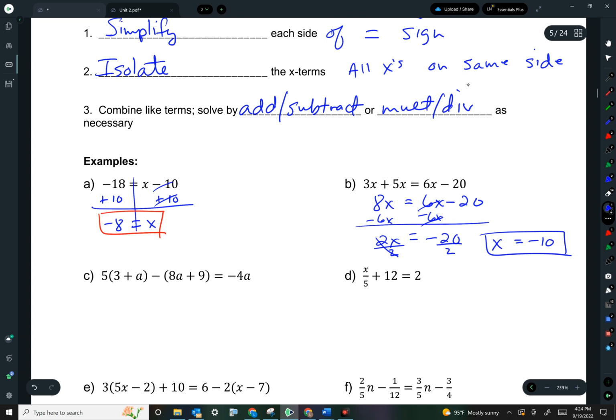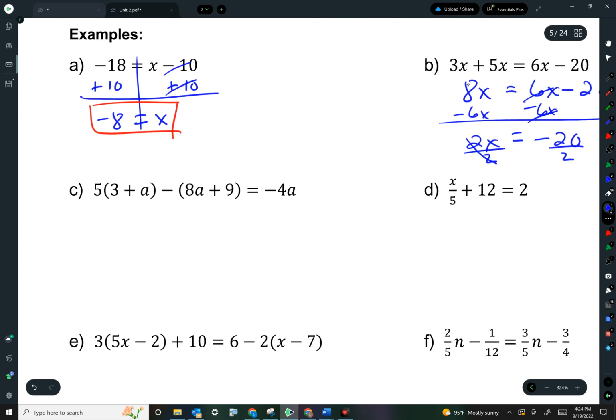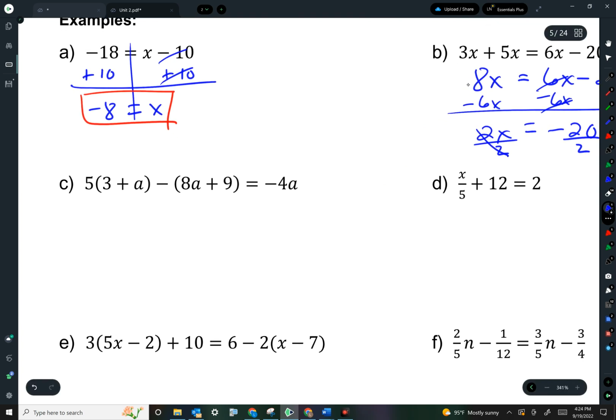Okay? Both of those types you may have done last year. We're starting to get into some that are a little more involved, right? When we get to letter C. So when I see this one, I'm thinking, okay, go through the steps. Step 1, simplify each side. So let's work on that left side. First thing I'm going to have to do is get rid of the parentheses. So I'll distribute. So 5 times 3 is 15.